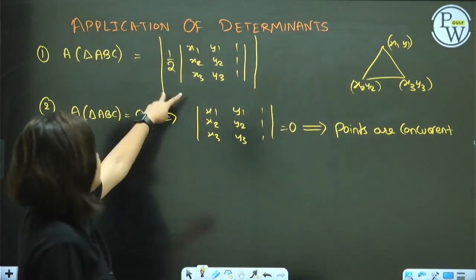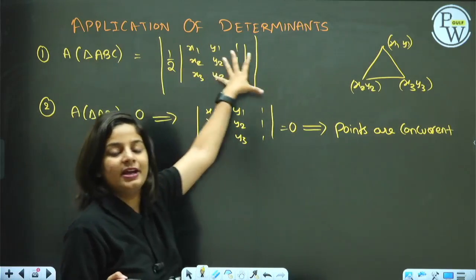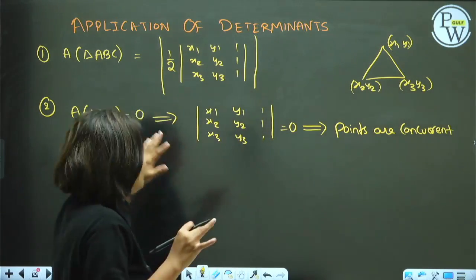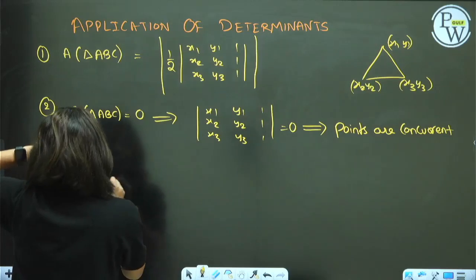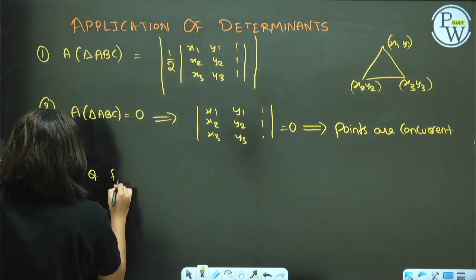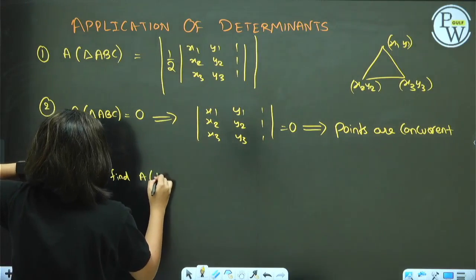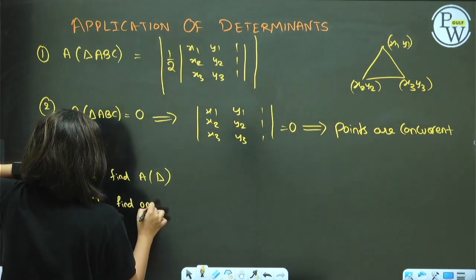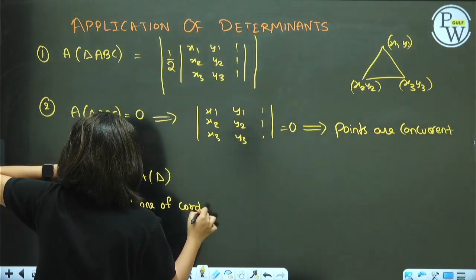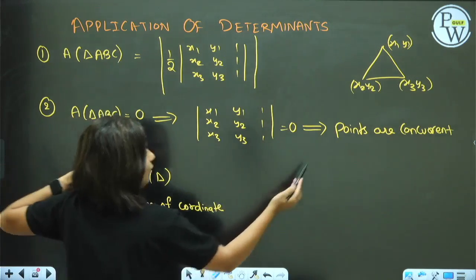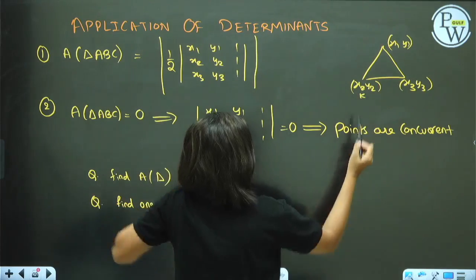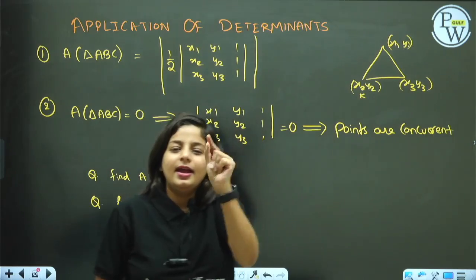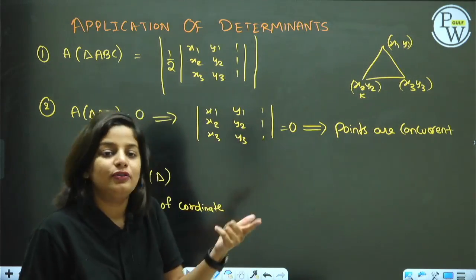While solving questions of this type, area of triangle is equal to this. Finding the area of a triangle is easy. Two types of questions you can expect. First, find the area of the triangle. That's very easy. But the second type of question is to find one of the coordinates, like x2 will be hidden. They will say x2 is k, find k. Everything else is given. Just one element of the coordinates will be hidden. You have to find that.